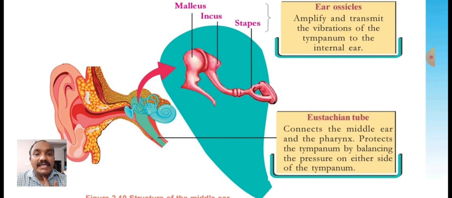Pharynx means the part that opens to the mouth. If you open the mouth widely, the end that you can see is called the pharynx. So connecting the middle ear and the pharynx, and balancing the air pressure on both sides of the tympanum, are the functions of the Eustachian tube. Clear? Related to this, many questions are repeatedly asked in examinations, which we will discuss in the revision classes.